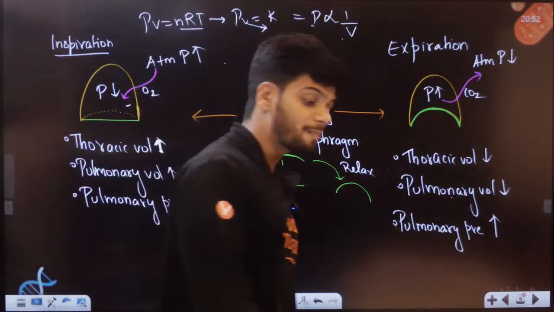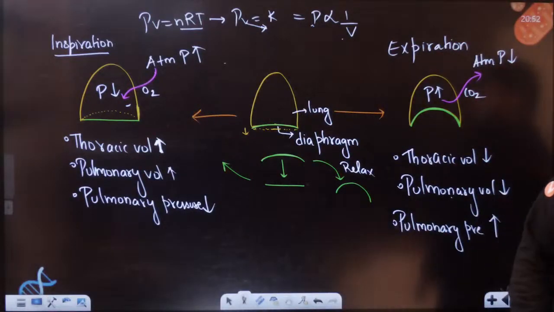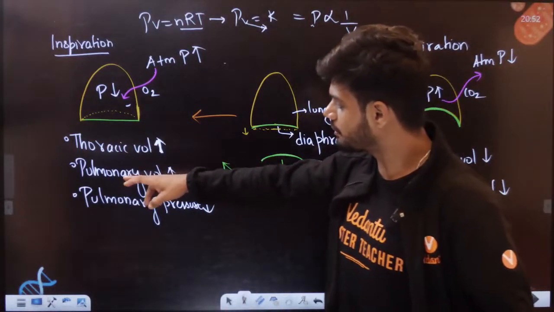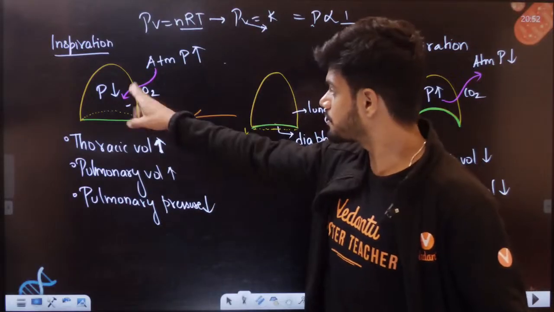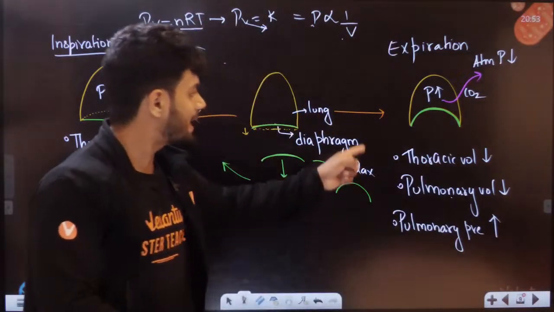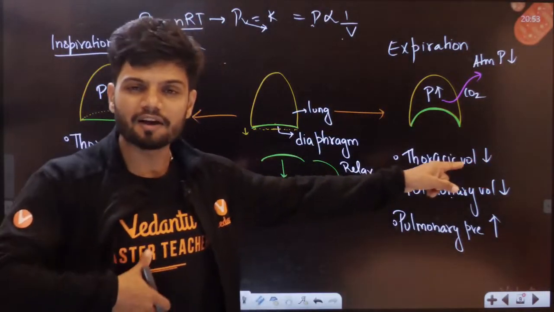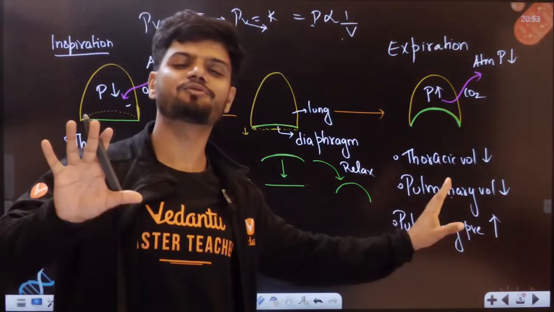So that is what is happening in the mechanism of breathing. During inspiration, thoracic volume increases, pulmonary volume increases, pressure decreases. Pressure decreased here. And during expiration, the diaphragm will relax. The diaphragm will relax completely.